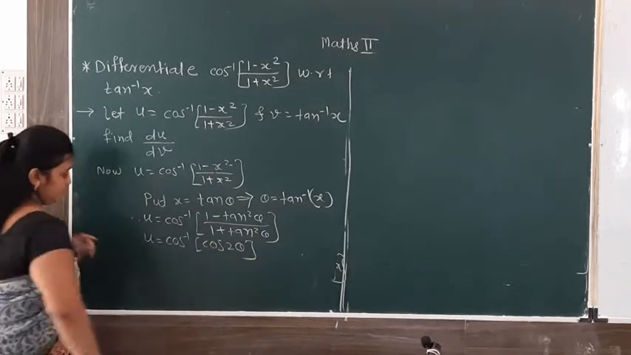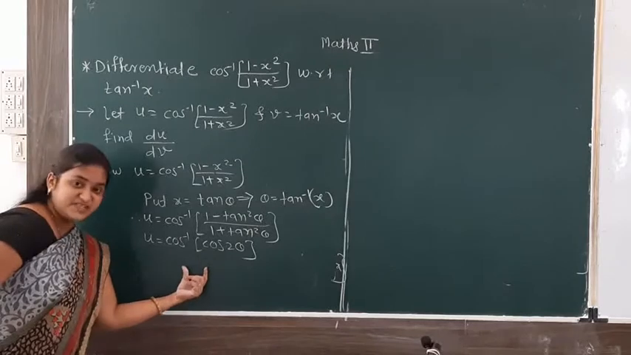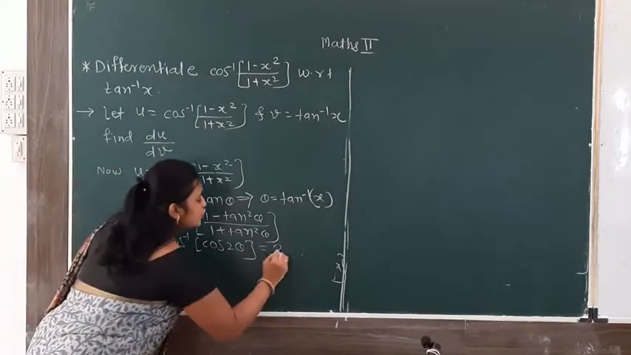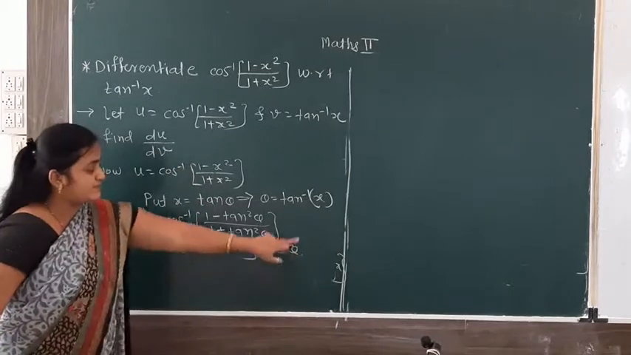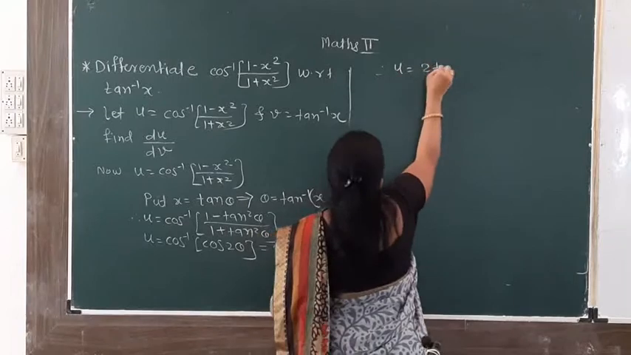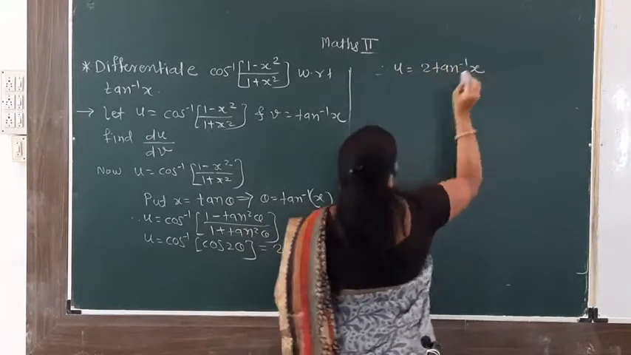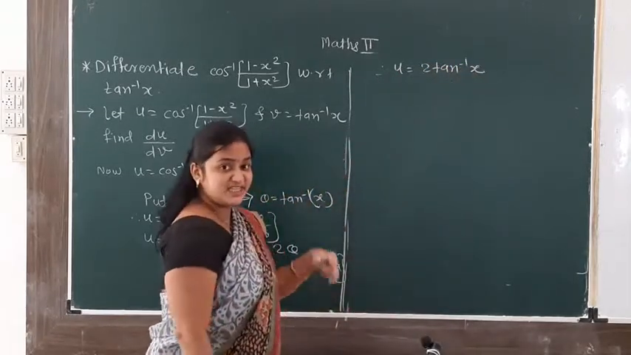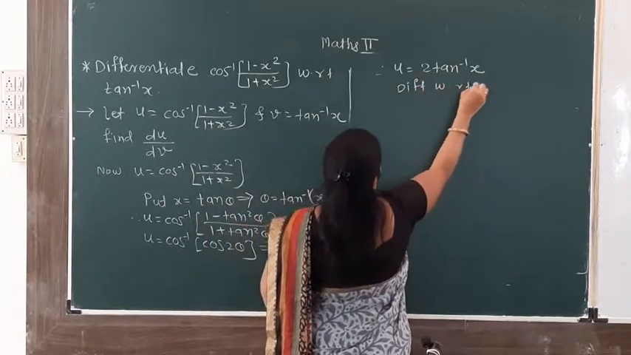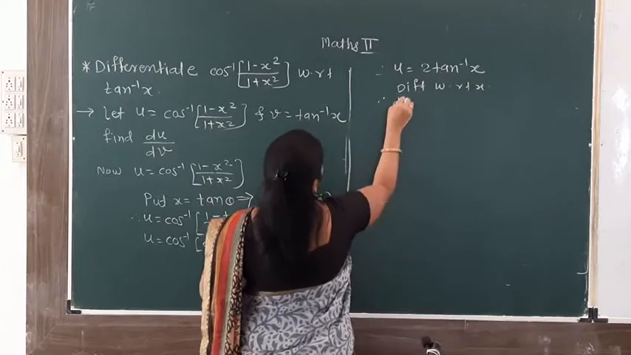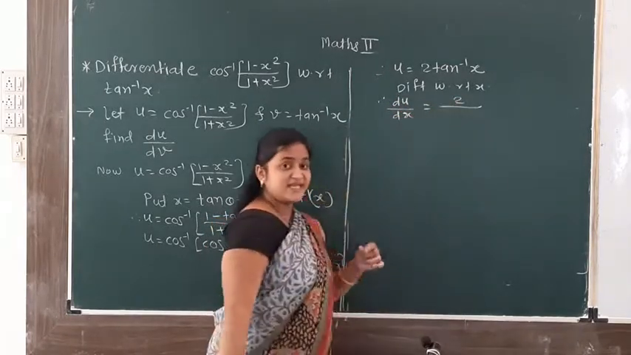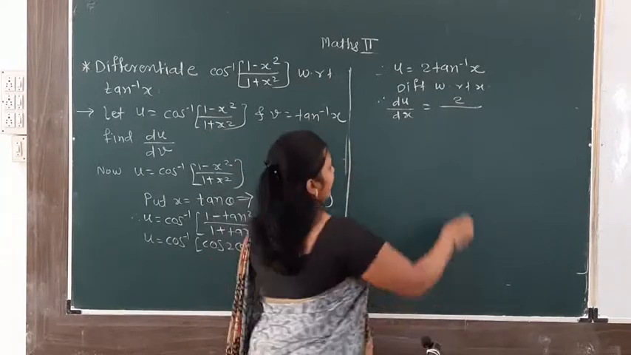We know that cos inverse of cos theta is theta, so cos inverse of cos 2 theta is 2 theta. Now theta is replaced by tan inverse of x. Therefore u is equal to 2 tan inverse of x. Now differentiate with respect to x. So du by dx: 2 is a constant, and the derivative of tan inverse of x is 1 upon 1 plus x square.